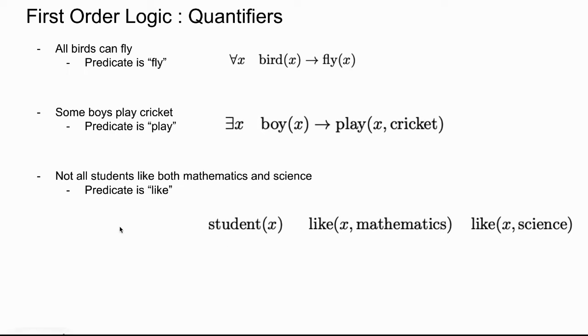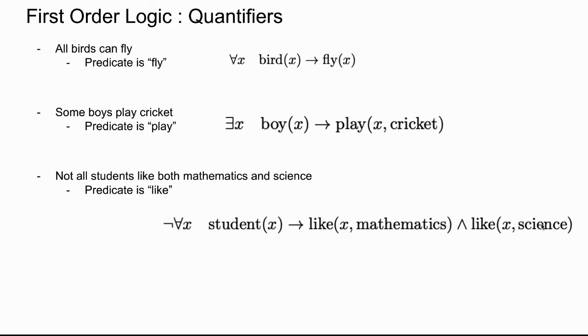Okay, so what do we now know? Not all students like both mathematics and science, which means that not everyone likes both mathematics and science. So there are students who like mathematics but do not like science, and there may be students who like science but do not like mathematics.